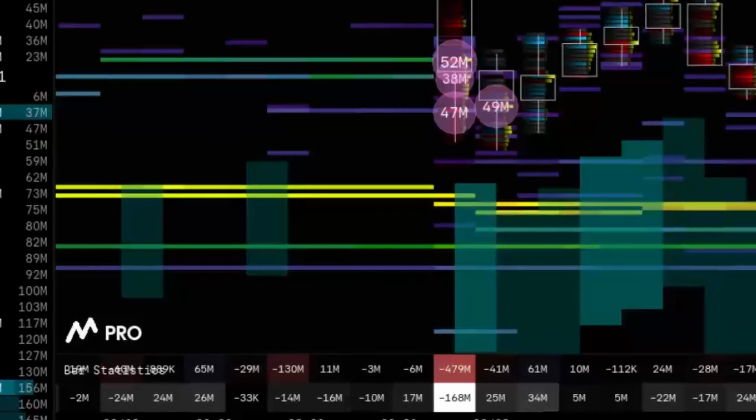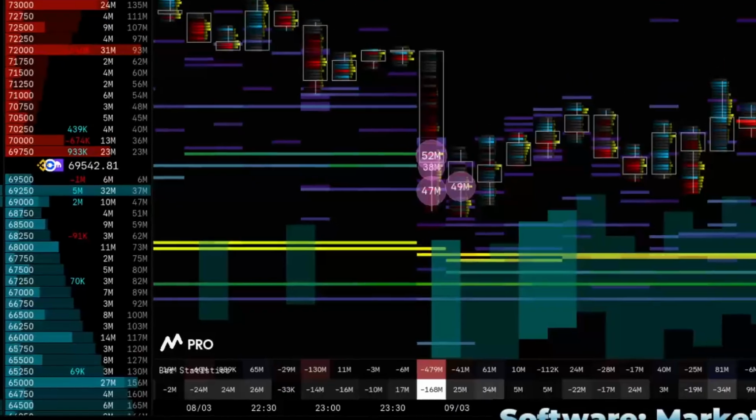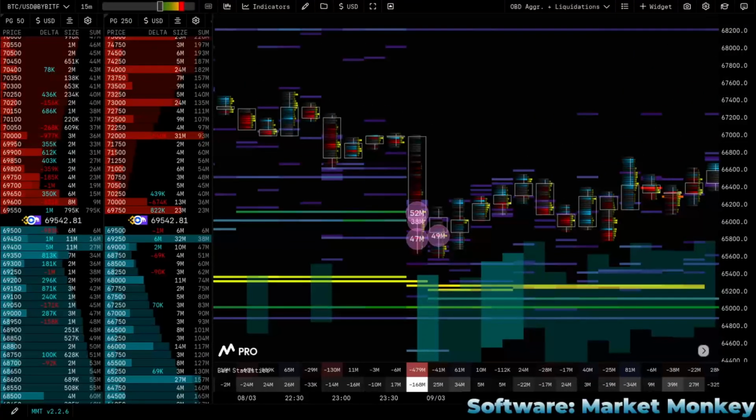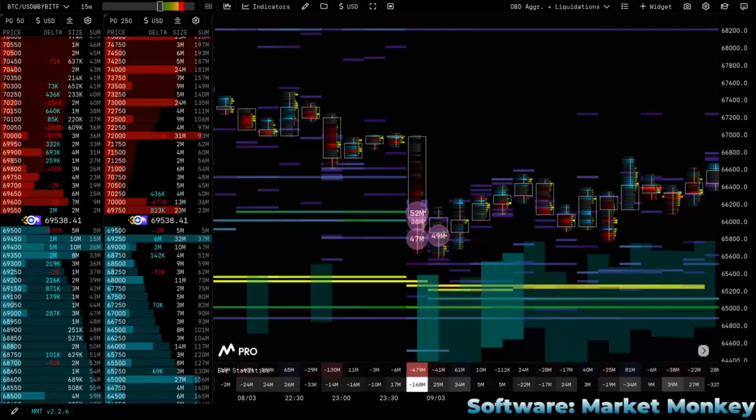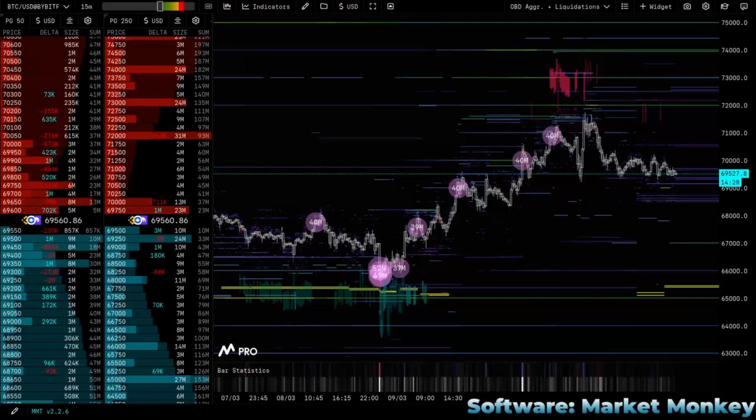And zooming in further, we can see from the bar statistics that I have that in this low we generated a significant amount of negative delta alongside a significant amount of negative open interest. This leads to the assumptions that a lot of longs have been closed within this low, with a great majority of them probably liquidated. After longs were stopped in this low, price reversed and started going upwards.